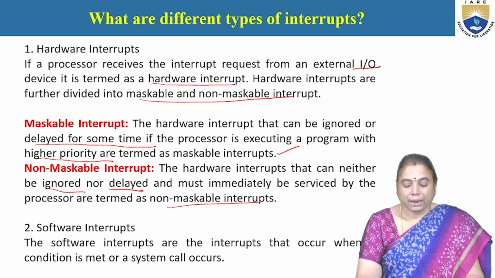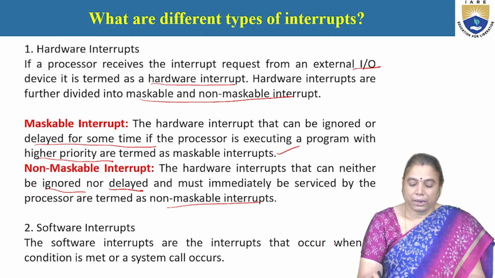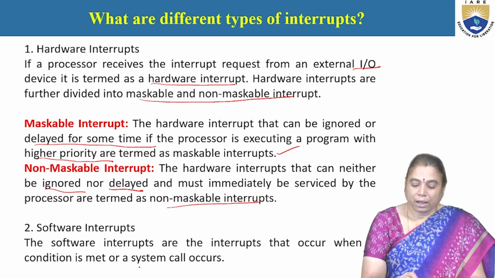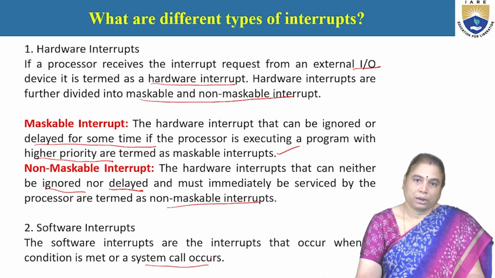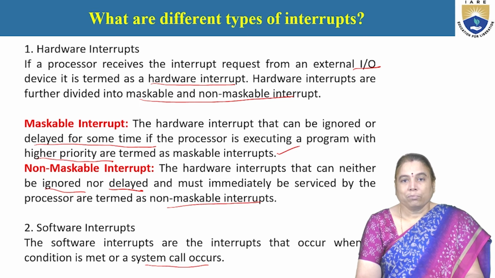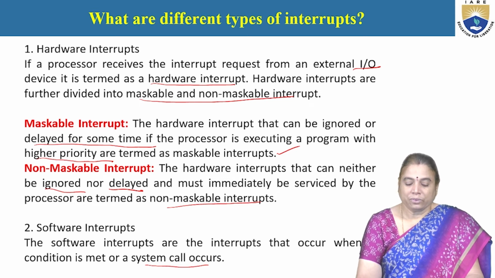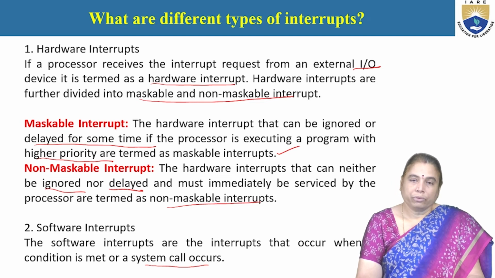Next, the second category of interrupt is the software interrupt. The software interrupts are the interrupts that occur when a condition is met or during a system call. Generally, the system calls and exceptions raised within the programs are examples of the software interrupts.